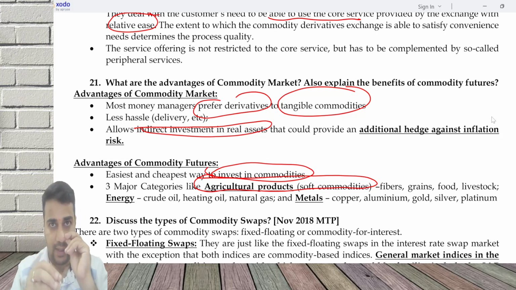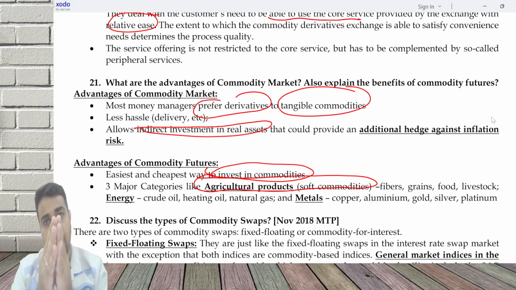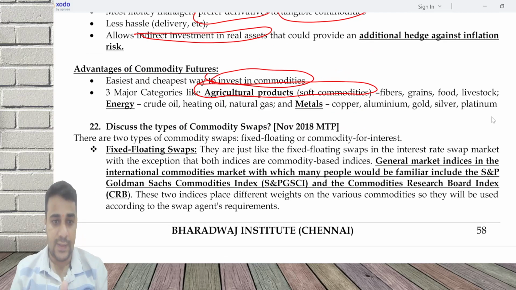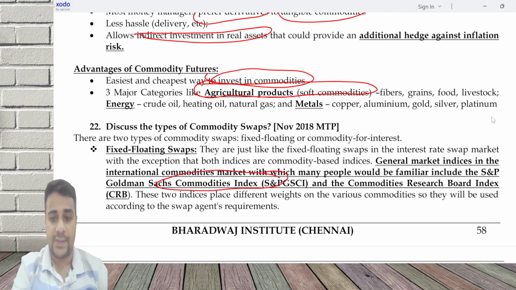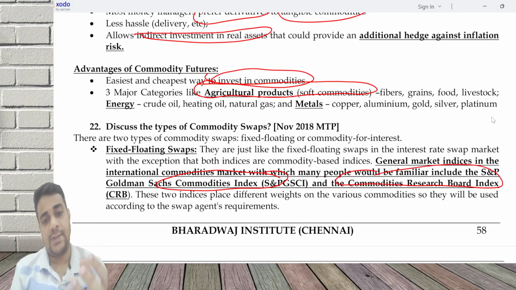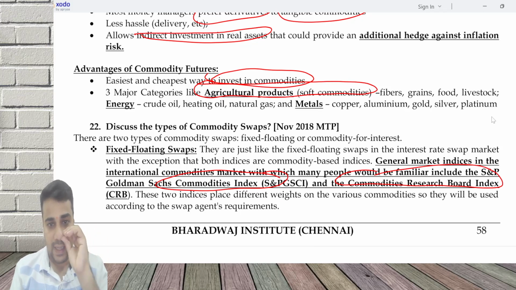A similar thing can be there in a commodity swap, where you have different indices in the commodity market. I think your material talks about two or three indexes, for example, the S&P Goldman Sachs Commodity Index or the Commodity Research Board Index. These indices have different weights of various commodities. So there will be a price attached to these instruments, and based on that you can do the exchange. So fixed versus floating swap can be there, or commodity for interest swap.